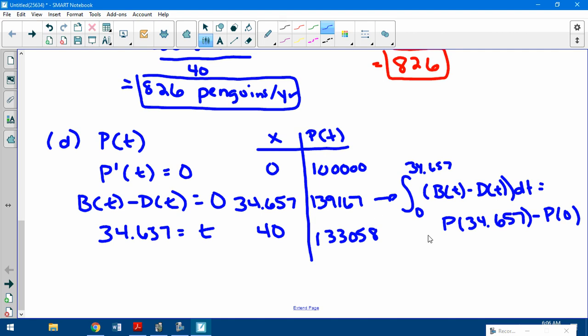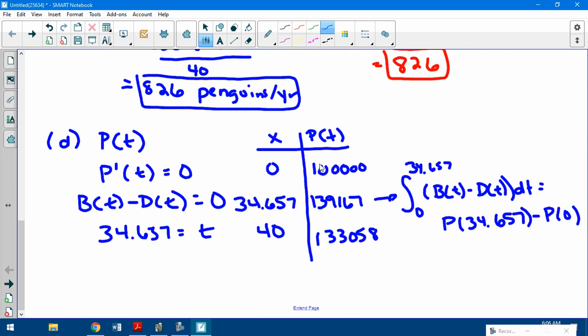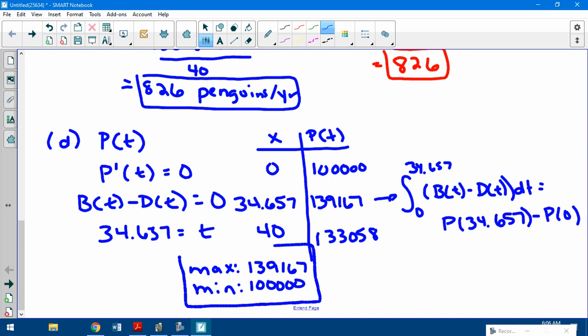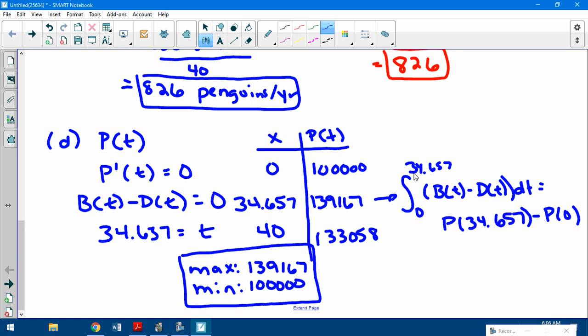And then just make sure you answer the question. They asked for the absolute minimum population and the absolute maximum population. They want these values. So the maximum looks like it's at that critical value, 139,167. The minimum is at t of 0, 100,000. I like that some of you justified it because it's the highest and lowest values when evaluated at critical points and endpoints, but it didn't ask you to justify. It just asked you to show the analysis. I did that with all my work.